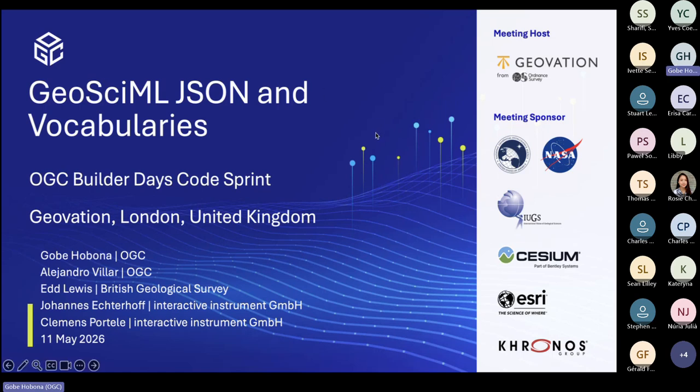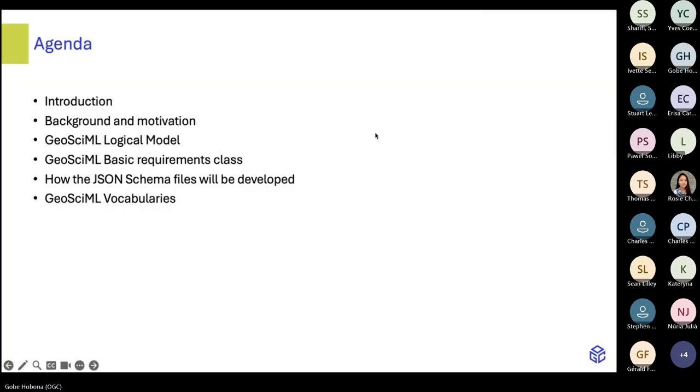Let's just get started. So effectively, we'll cover an agenda that looks like this. We'll go through some background, describe the GeoSciML logical model and aspects of the basic requirements class, and then we'll talk about the technical work that we're going to be doing, specifically development of the JSON schema files, as well as some work on the GeoSciML vocabularies.